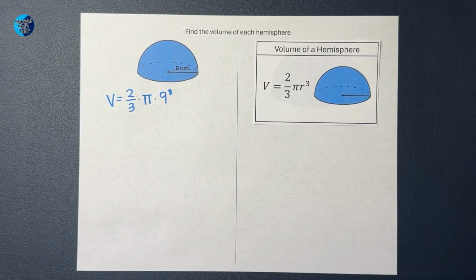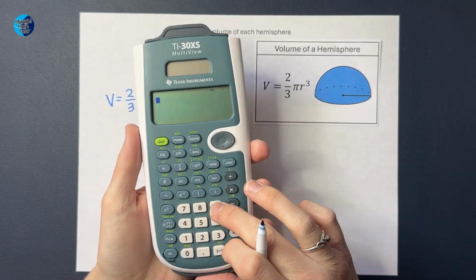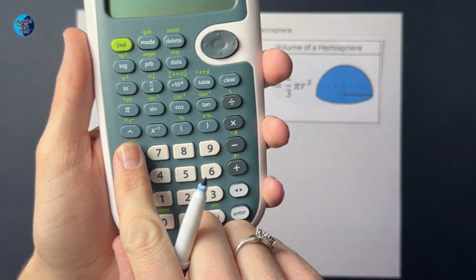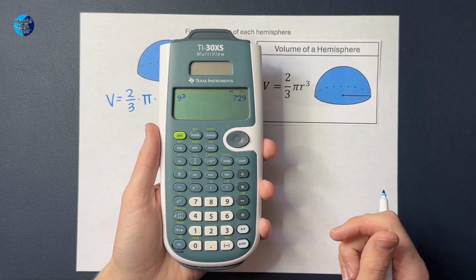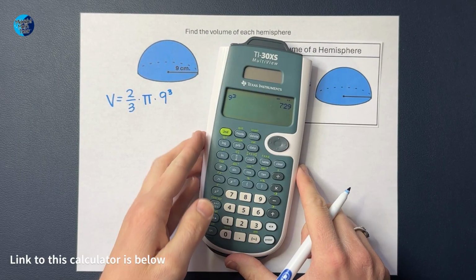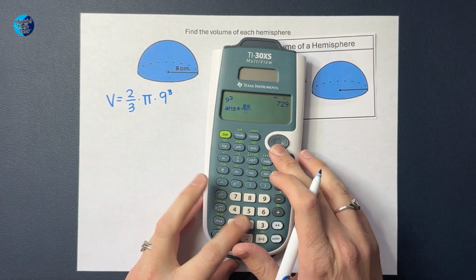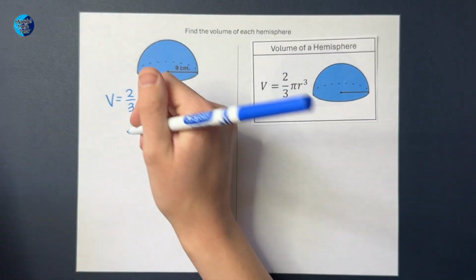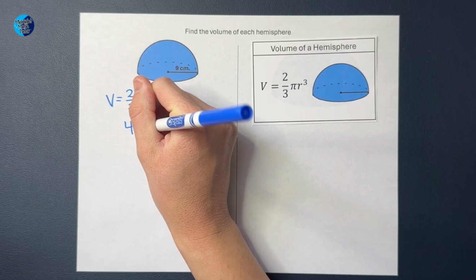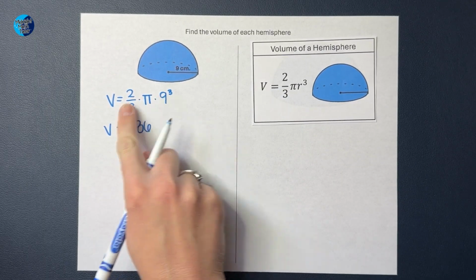Okay, let's go ahead and multiply this out. When I do 9 cubed, I'm going to do 9. If you don't know how, you use this, it's called the caret button. So 9 cubed gives me 729. And then I'm going to multiply it by 2/3. And I get 486. So I have that the volume is 486. That's when I multiply the numbers.